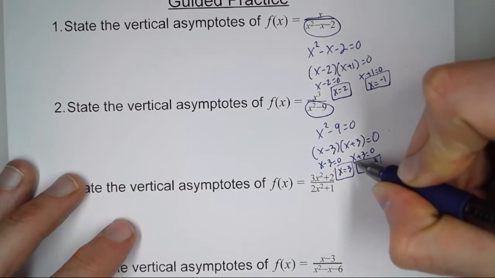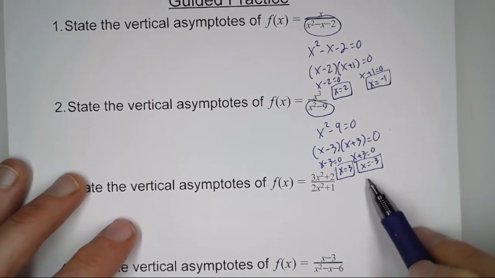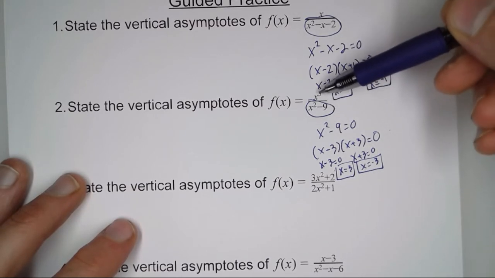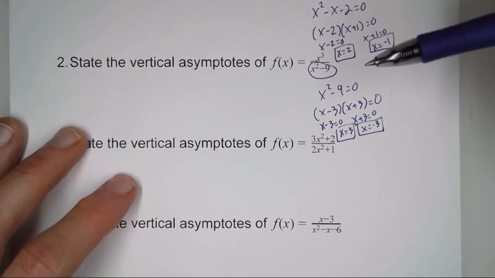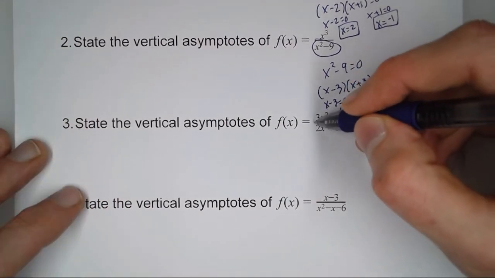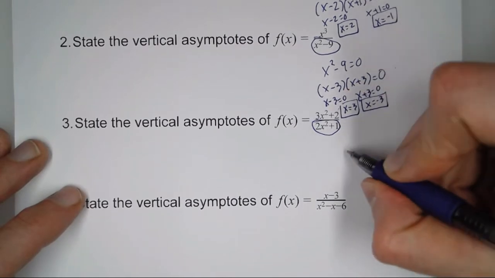So this function also has two vertical asymptotes, because these two numbers will make the denominator 0 but will not make the numerator 0.